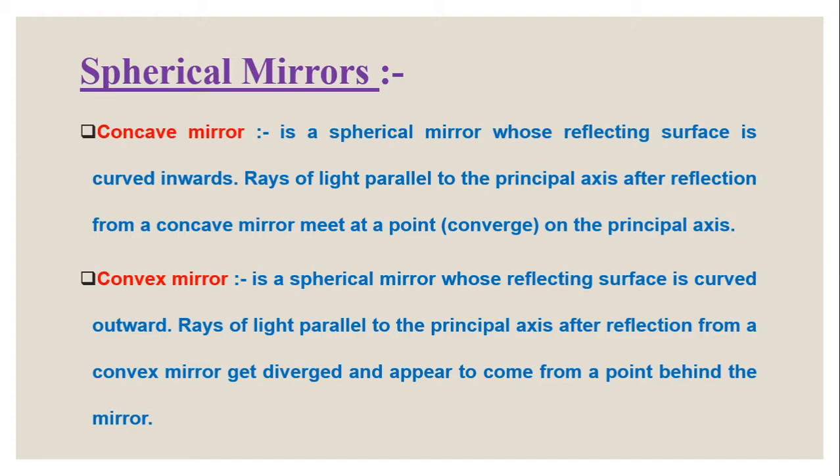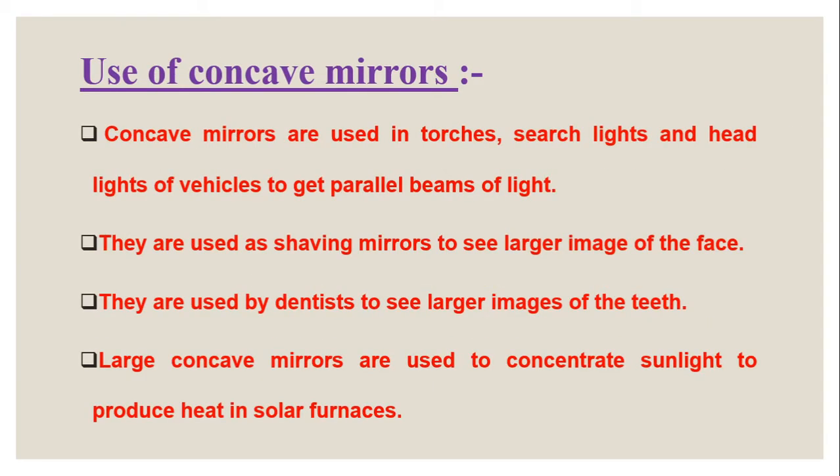Convex mirror. A convex mirror is a spherical mirror whose reflecting surface is curved outward. Rays of light parallel to the principal axis, after reflection from a convex mirror, get diverted and appear to come from a point behind the mirror.